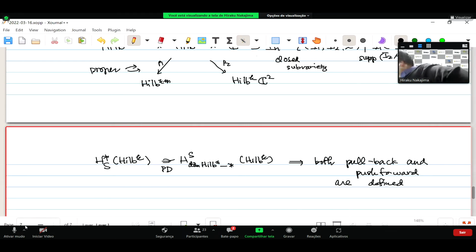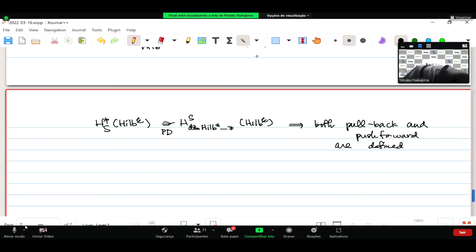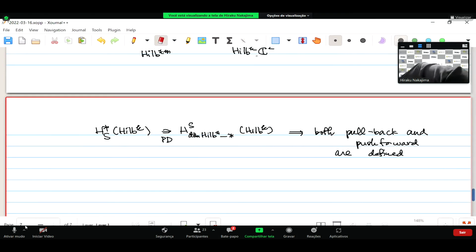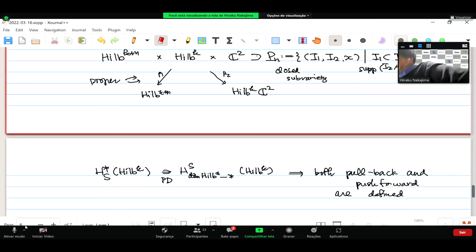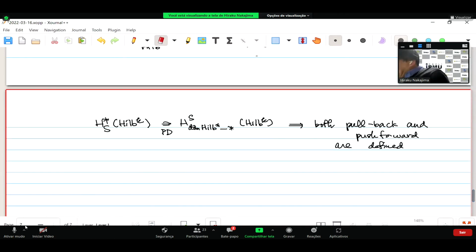But you can chase what the change is. And from now, I don't want to keep track of the degree. So when I say that some map is a map between homology groups or cohomology groups, it may not preserve the degree. The degree might be shifted, but I will not mention that.